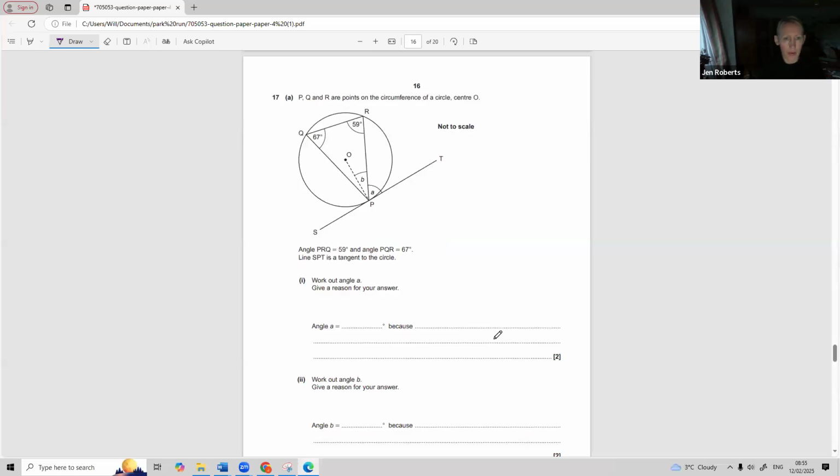Okay, circle theorem. So PQR on the circumference of a circle, work out angle A. You've got a tangent touching a circle here, so you should be thinking the alternate segment theorem. So tangent touching a circle, this angle here is the same as this angle here, which is 67. And that is your reason, alternate segment theorem. That is all you need to say.